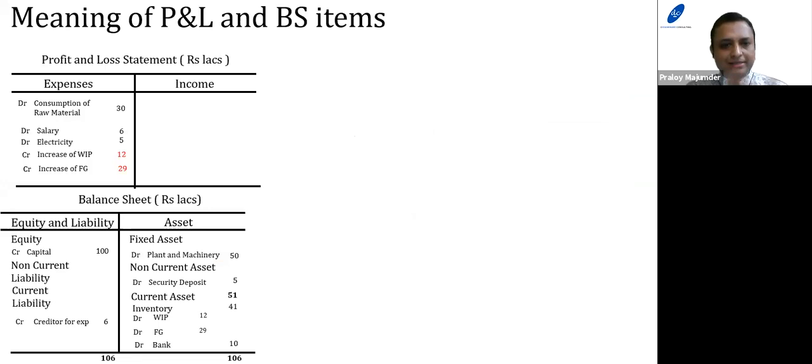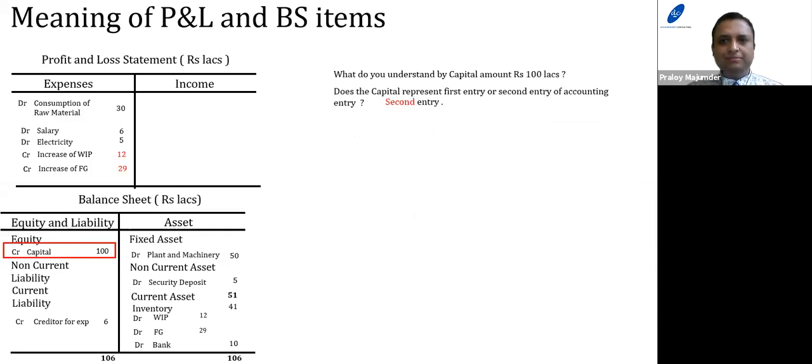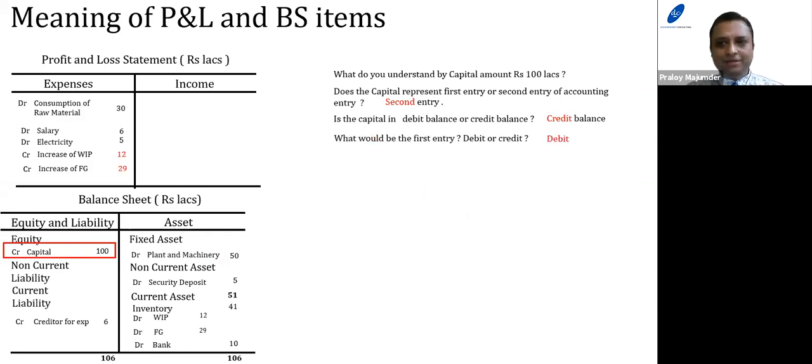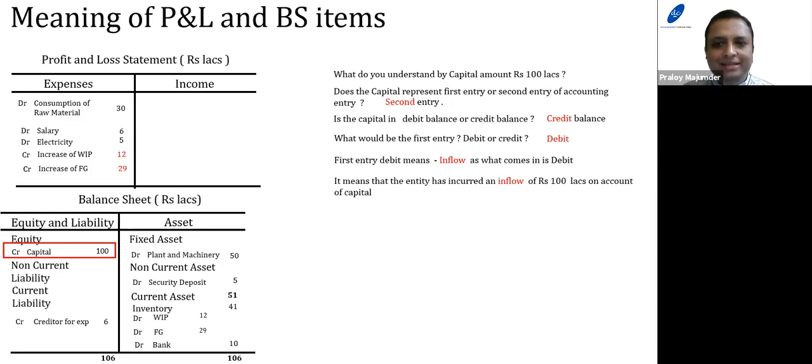Now, let us take another one. What do you understand by the capital amount of 100 lakhs? First of all, is it a first entry or second entry? No doubt about it, it's a second entry. Now, is it a debit or credit? It's a credit. If the second entry is credit, the first entry would be debit. If the first entry is debit, is it an inflow or outflow? Definitely inflow, because what comes in is inflow, and in that case debit. So it means that the entity has incurred an inflow of rupees 100 lakhs on account of capital. It's that simple. Apply the logic and you get the answer and get the meaning.